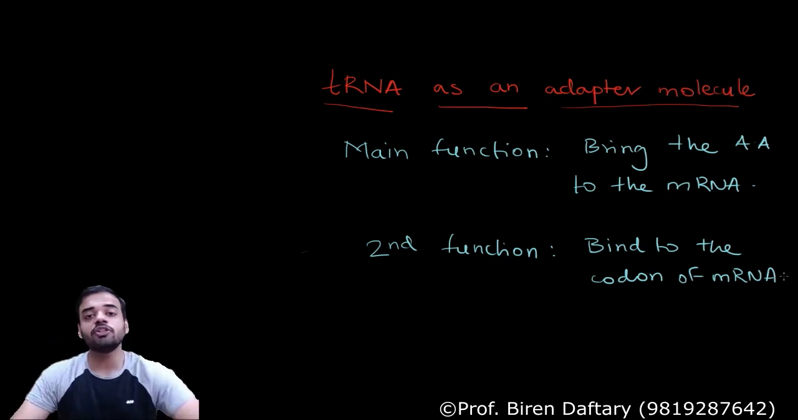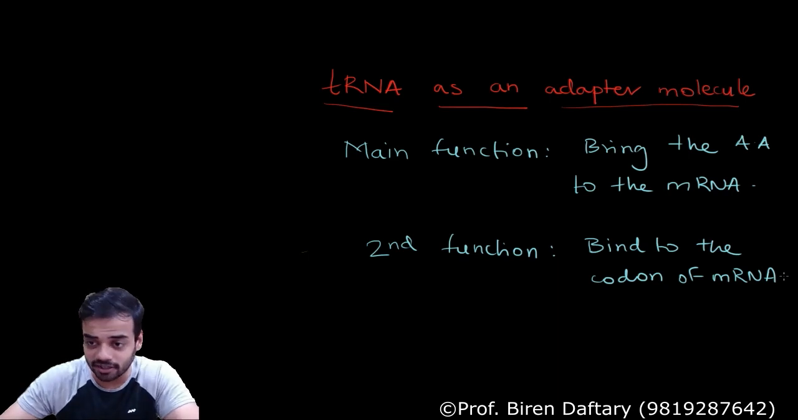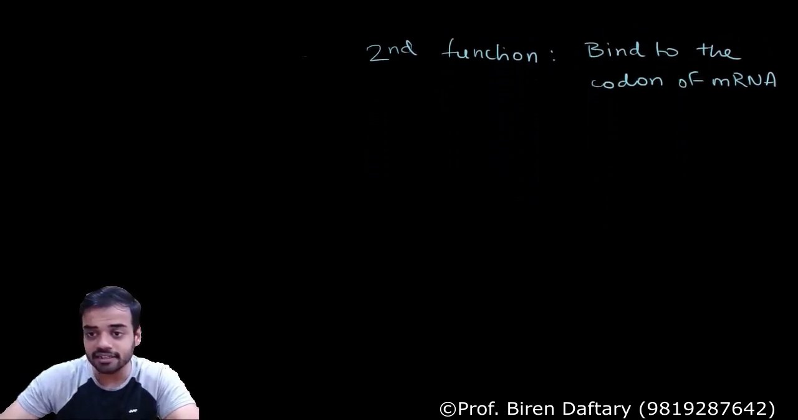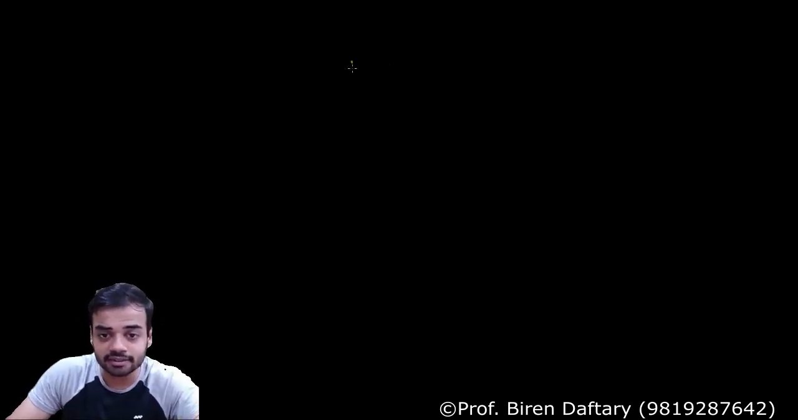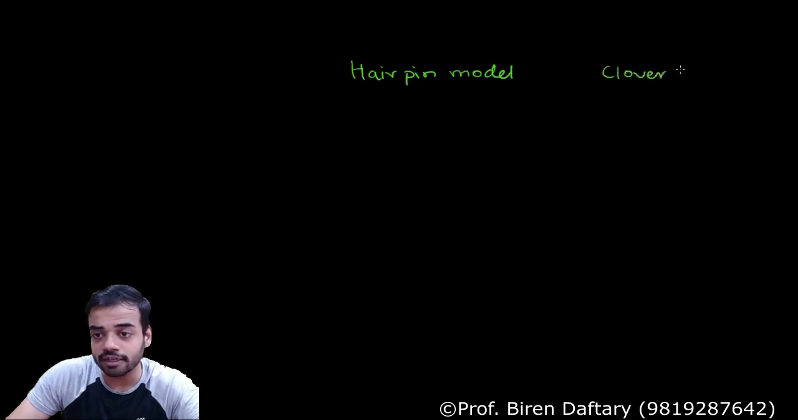Now the next thing given in your book about tRNA is that they are again revising the structure of the tRNA. So let us do that. If you remember, we had studied the structure of tRNA, and there are two types of structures. There is a structure called the hairpin model, and the other model is called the clover leaf model. Correct?